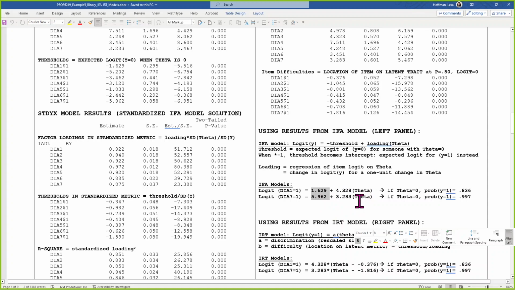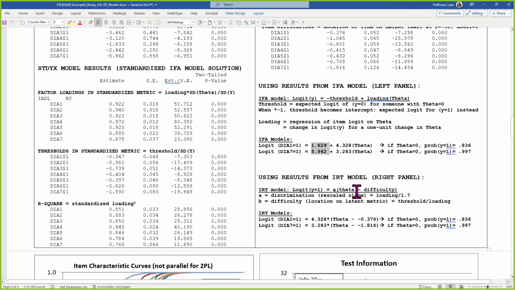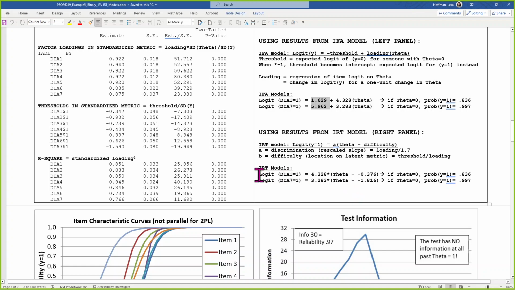If I do the same idea, putting in the IRT parameters instead, so A goes outside the parentheses here, times theta minus difficulty. So I'm keeping the minus signs in here to highlight the fact that it's already minused. We don't have to turn it around like we do in intercept. You'll see that the predicted probabilities for the same level of theta are exactly the same.